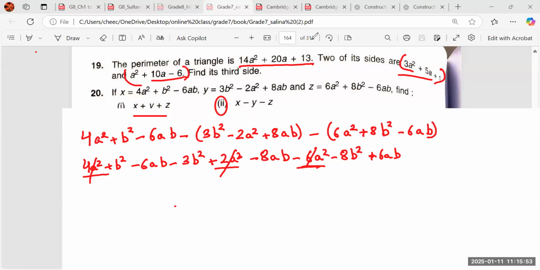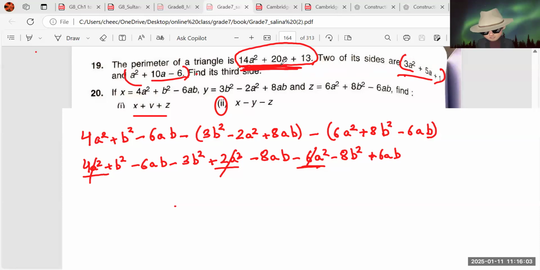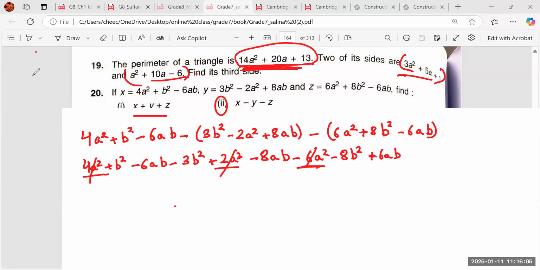Total perimeter is the length of all the three sides. Two sides are given, add them, and subtract that from the total. This will become the minuend. Hello, what did you say?